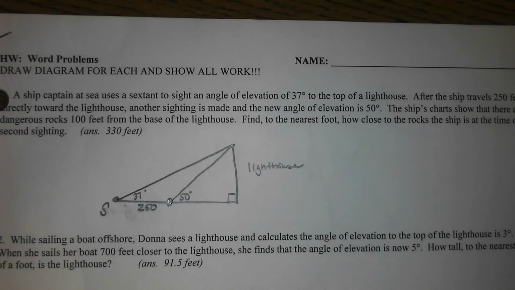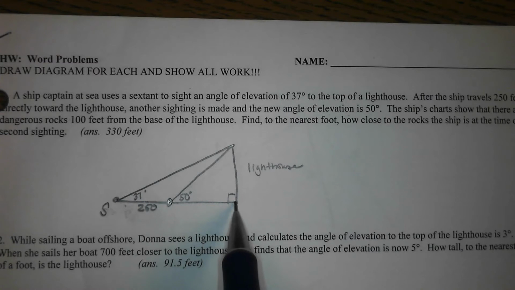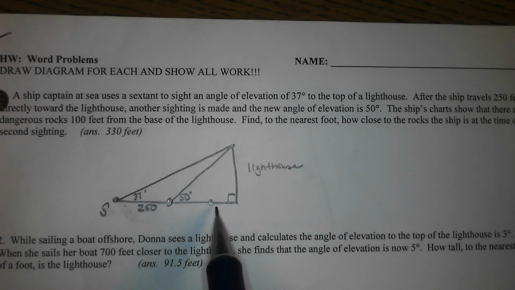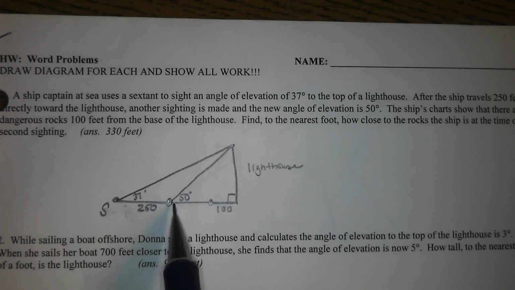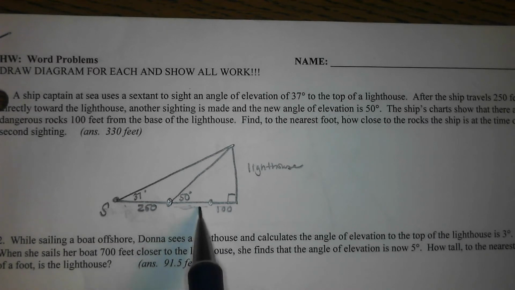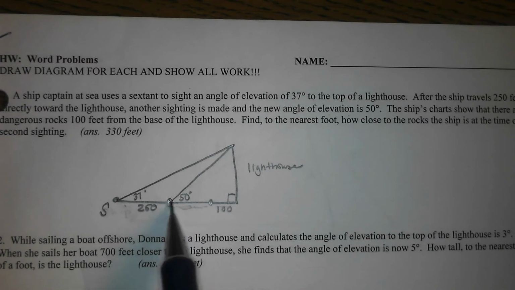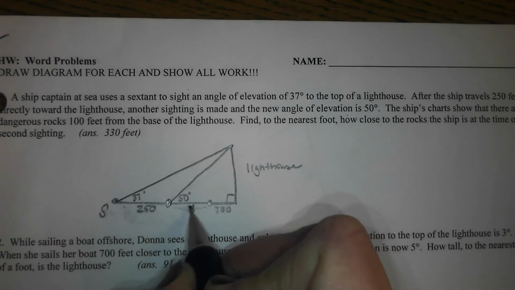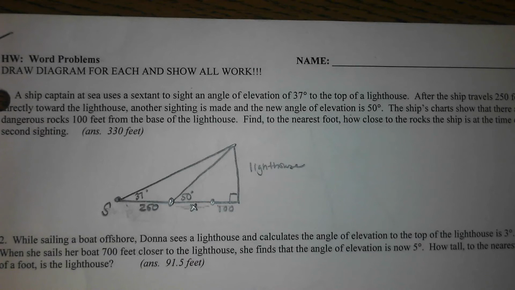The ship's charts show that there are dangerous rocks 100 feet from the base of the lighthouse. So here's the base of the lighthouse. 100 feet this way, and this, I hate this problem. I should have started with the other one because this one is more complex. So apparently there's rocks here, and they want to know how far is this section? How far is the boat now from the rocks? So I'm going to call this X. That's what they're looking for. Find the nearest foot how close to the rocks the ship is at the time of the second sighting.